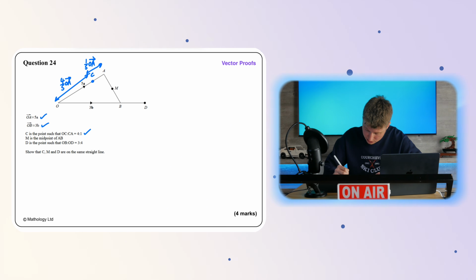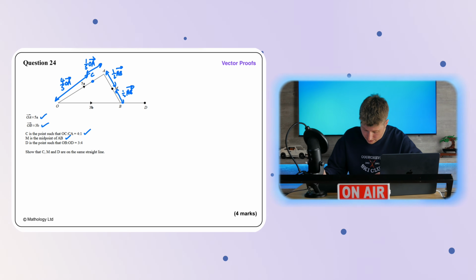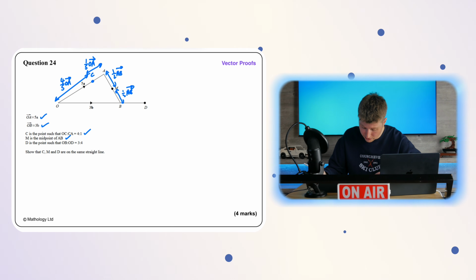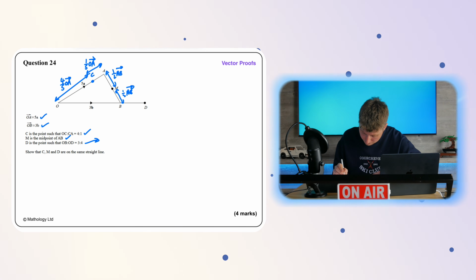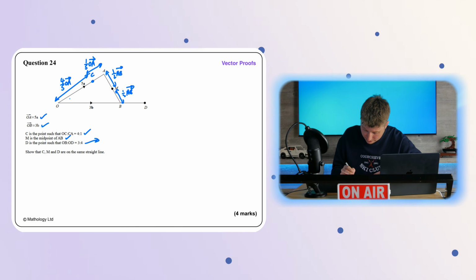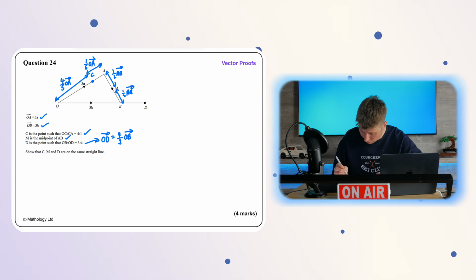M is the midpoint of AB, so we know that this section here is half of AB, and we know that this section here is also half of AB. So that's dealt with that section, and then D is a point such that OB to OD is 3 to 4. So from that piece of information, we can say that the line OD is 4/3 bigger than the line OB. So we can say that OD is equal to 4/3 times OB.